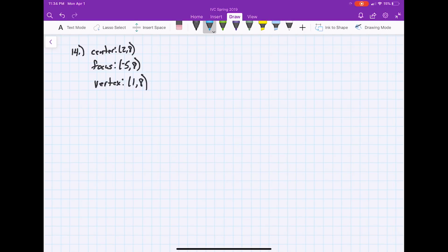Since we know it's going to be a left-right opening hyperbola, we know that the x is going to be the positive portion of this equation. So x is going to come first. So we have (x minus 2) squared minus (y minus 8) squared, and those will both be over something. So the x will be over the a and the y will be over the b again. All this will equal 1. And I pulled that from knowing the center. It's the opposite of the ordered pair in the center. So that's where those numbers came from.